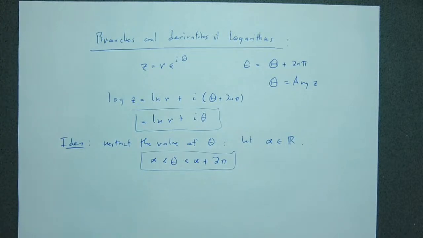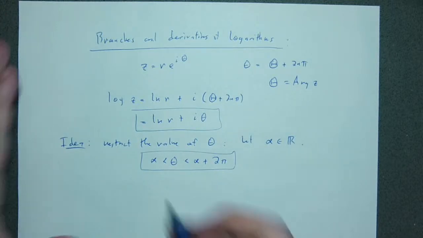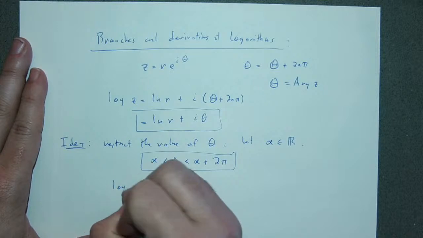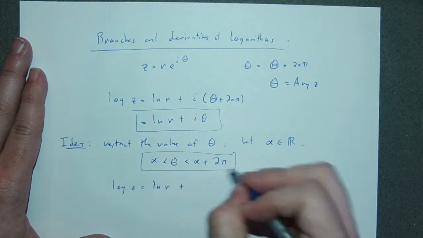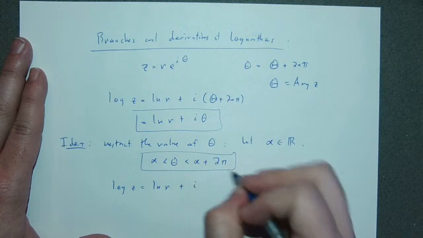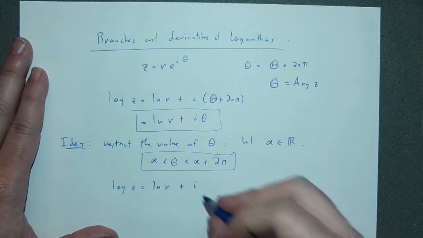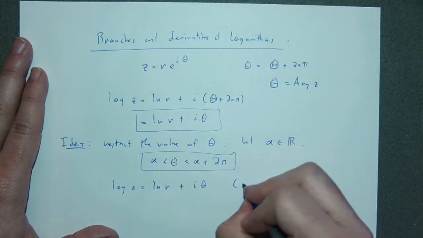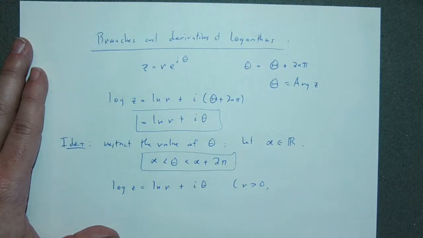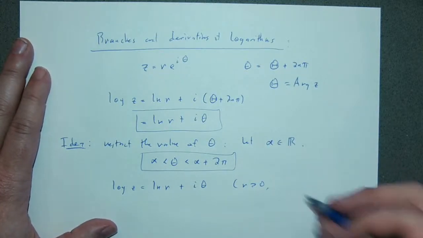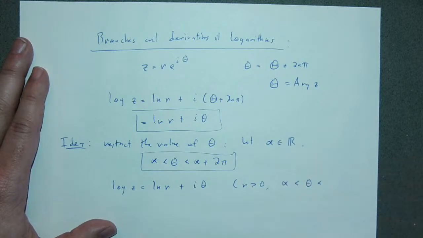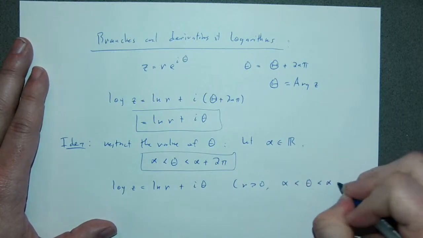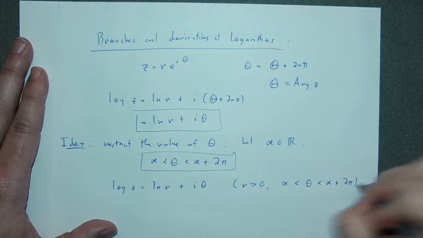So we consider this instead. And so suddenly, if I look at the log here, so log z is natural log of r plus i times theta, where r is some positive real number, and alpha satisfies the following: theta is strictly between alpha and alpha plus 2 pi. So this is what I want to look at.